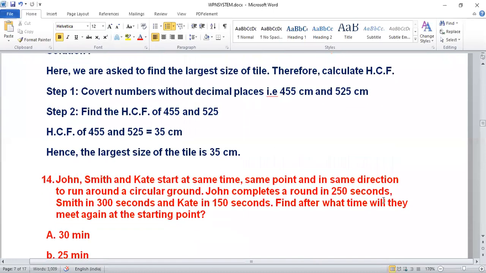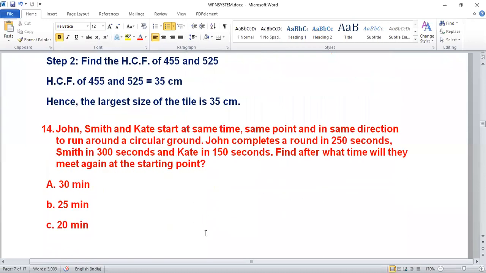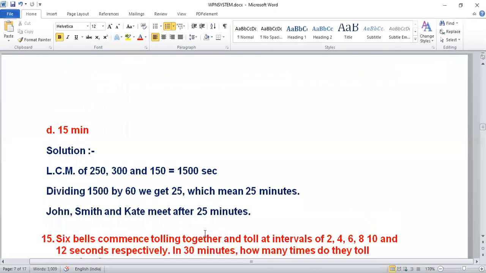Okay. Now we are coming to a different question, question number 14. John, Smith and Cat started at the same time, same point and in the same direction to run around a circular ground. John completes the round in 250 seconds, Smith in 300 and Cat in 150 seconds. Find after what time will they meet again at the starting point. So you'll just find the LCM of these numbers, and you'll get the answer.